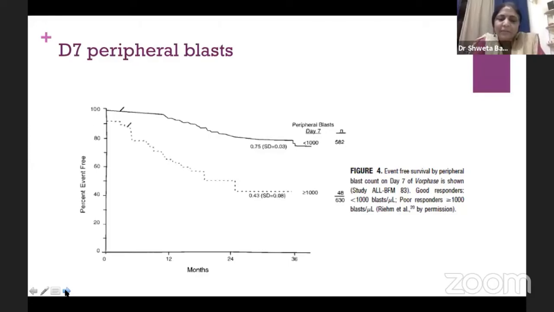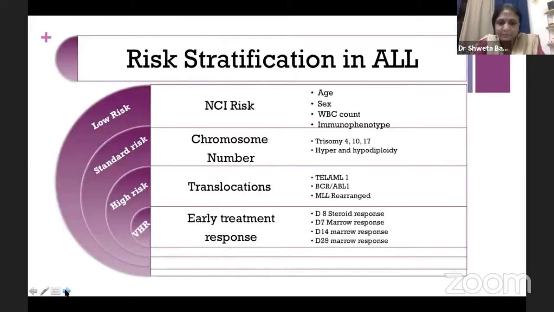And they found that the patients who had less than 1,000 peripheral blasts on day 7 after the prednisolone have almost 75% survival as compared to the patients who had more than 1,000 peripheral blasts. They had only 40% survival. So the patients who had less than 1,000 peripheral blasts were considered as good responders, and those who had more than 1,000 blasts were considered as poor responders.